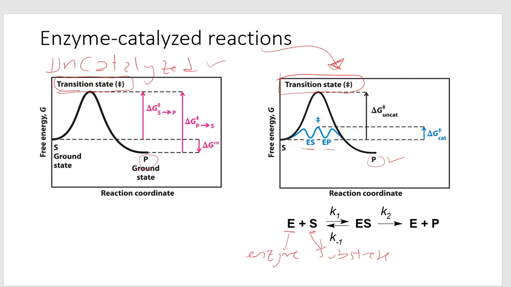So this is the transition state of the enzyme catalyzed reaction. The level is here. And this is the transition state for the uncatalyzed reaction. So what does that mean? That means enzymes lower the activation energy of the reaction. So it accelerates the reaction.